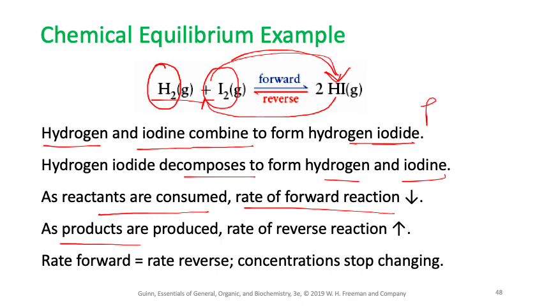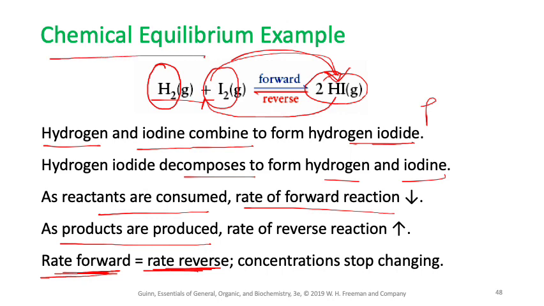As the products are produced, the rate of the reverse reaction increases. That means if a lot of product is being produced, the product side concentration is higher, so there is a lot of collision between the product molecules. That means the reaction can go backward, reverse, right? And then after some time the rate of the forward reaction becomes equal to the rate of the reverse reaction, and that's how we reach chemical equilibrium.